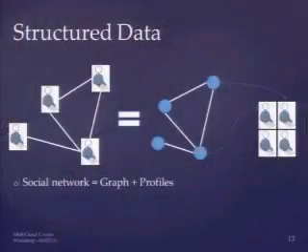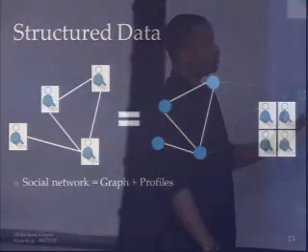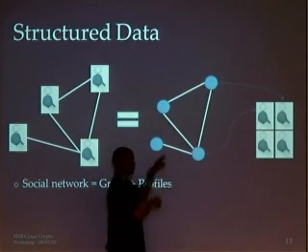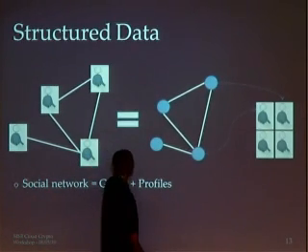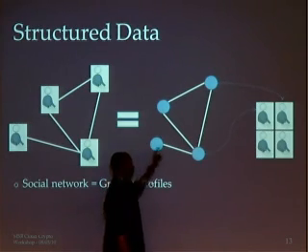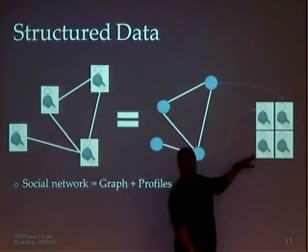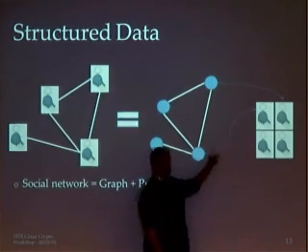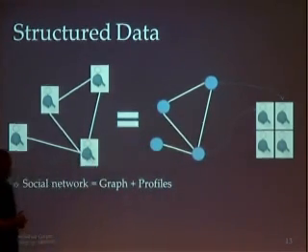So another example is for social networks. Here we have a social network, and we're going to view this as a combination of a graph, which encodes the friendships between the people, and their profiles, for example. And if I do a graph query on this graph, I'm going to get pointers to the different profiles.